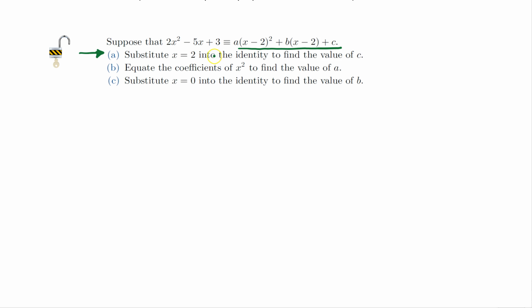So if we substituted x equals 2 into this identity first of all, you can see that if I put a 2 in here, this bracket and this one becomes zero. So all that I'm left with on the left-hand side is C. And when I put a 2 in over here, that's no big drama. I've got 2 times 2 squared, so 2 4s are 8, minus 10, so that's negative 2, plus 3, so that's plus 1. So I get the value for C straight up.